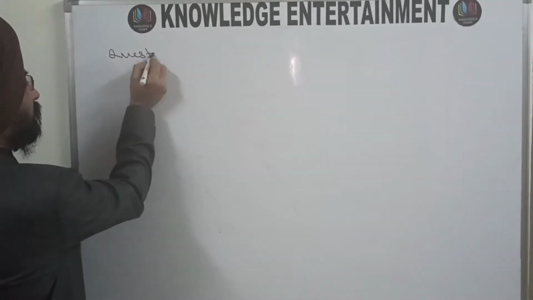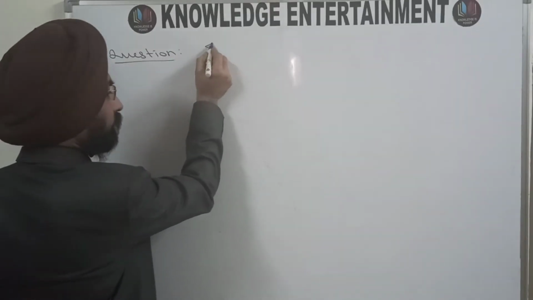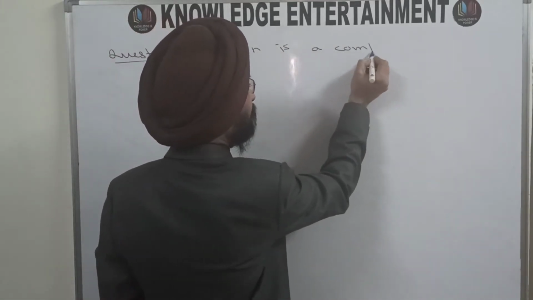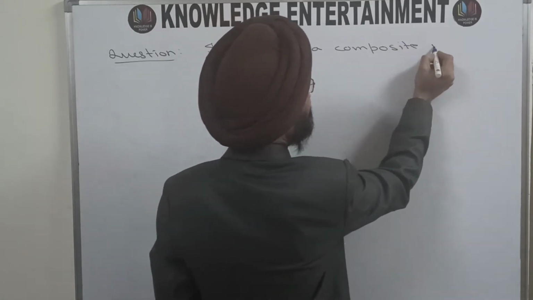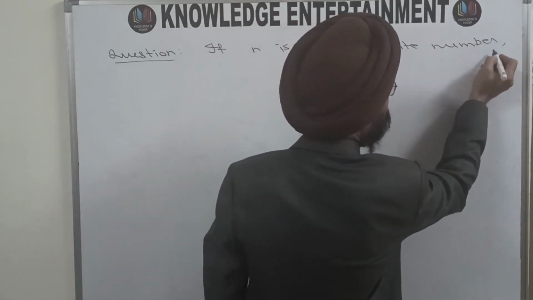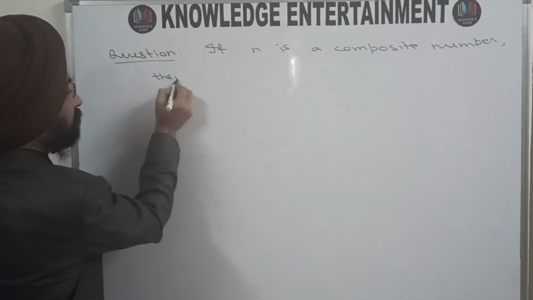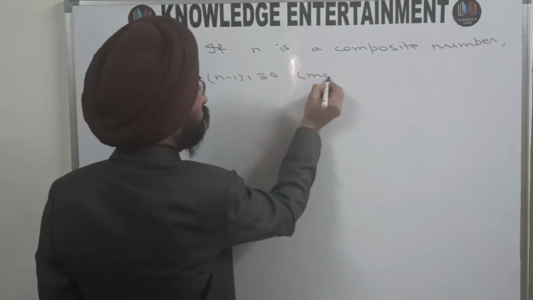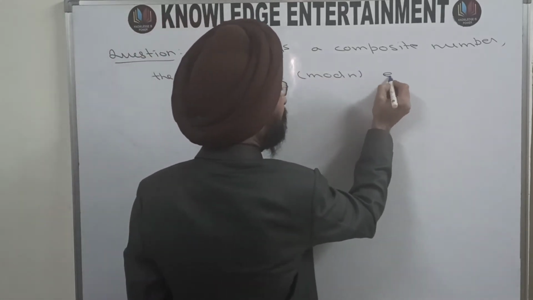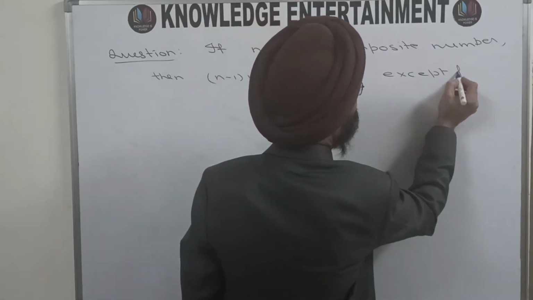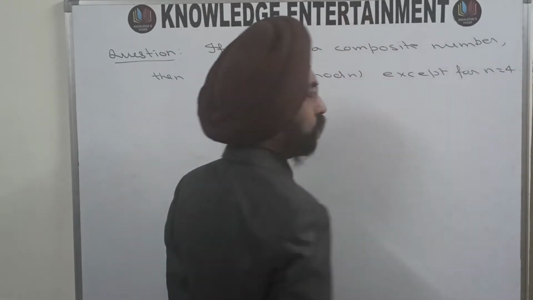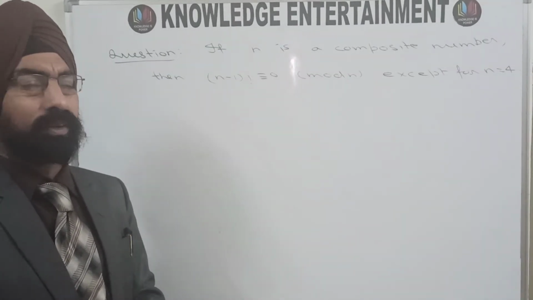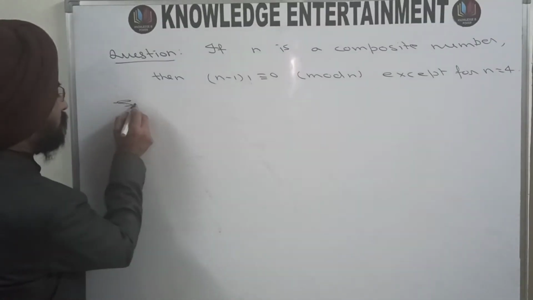Next question, write down: if n is a composite number, then n minus 1 factorial is congruent to 0 modulo n, except for n is equal to 4. The result is not true if n is equal to 4, otherwise the result is always true. So let us see what the solution says.